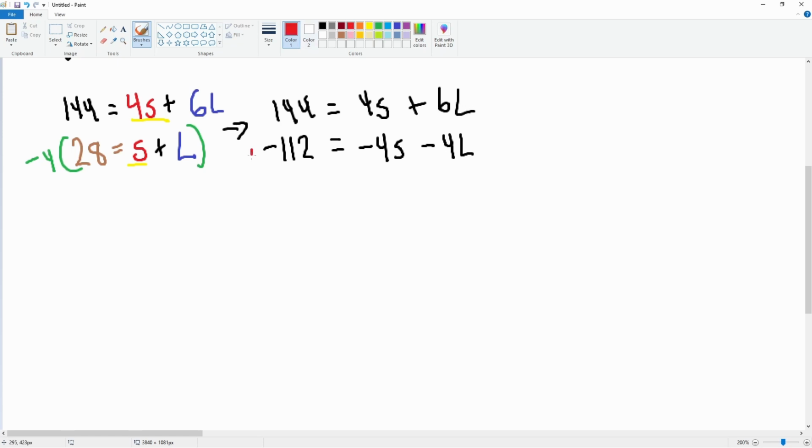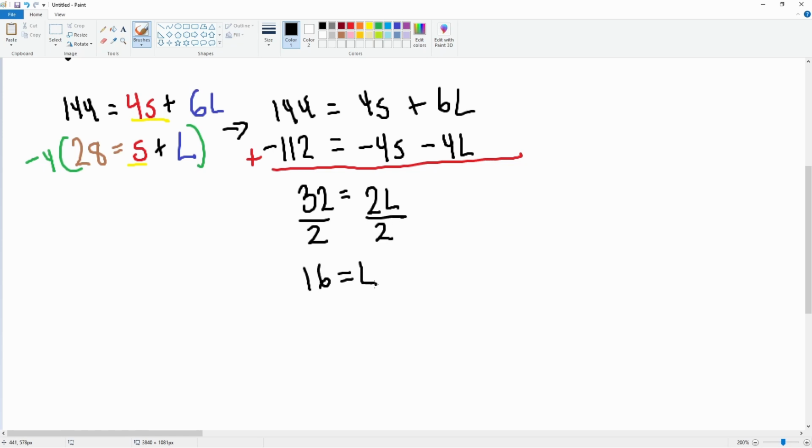Now I'm going to add like normal. 144 plus -112 gets you 32. Bring down the equal sign. 4S and -4S cancel. 6L plus -4L becomes 2L. Divide 2 to both sides. You get 16 is equal to L. So you sold 16 large candles, but you need to know how many small candles you sold.